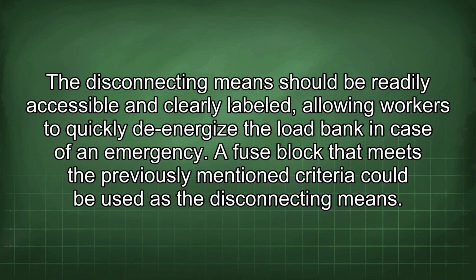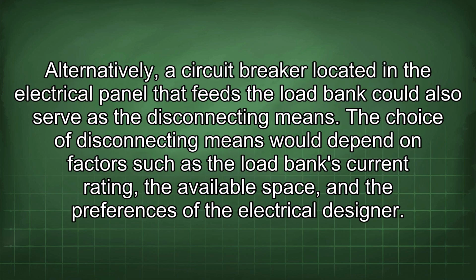A fuse block that meets the previously mentioned criteria could be used as the disconnecting means. Alternatively, a circuit breaker located in the electrical panel that feeds the load bank could also serve as the disconnecting means. The choice of disconnecting means would depend on factors such as the load bank's current rating, the available space, and the preferences of the electrical designer.